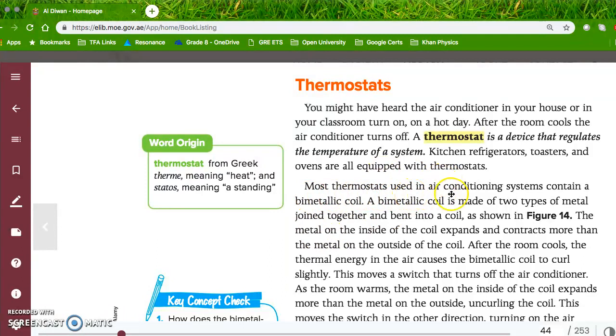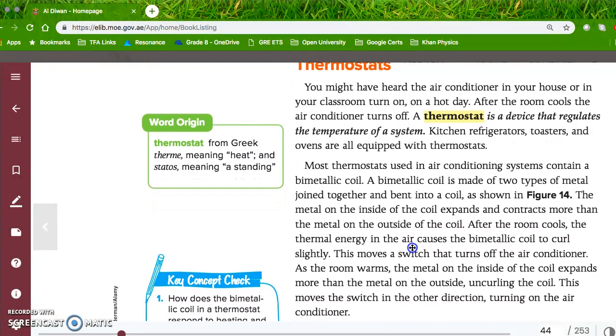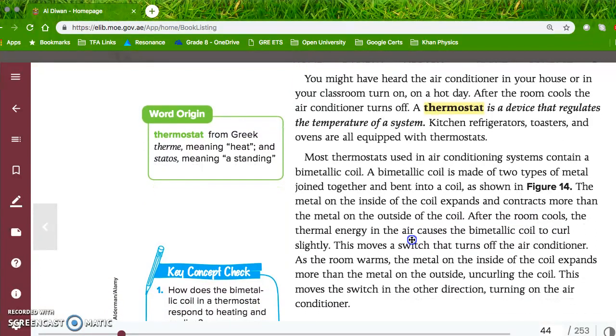Most thermostats used in air conditioning systems contain a bimetallic coil. A bimetallic coil is made of two types of metal joined together and bent into a coil, as shown in Figure 14. The metal on the inside of the coil expands and contracts more than the metal on the outside of the coil. After the room cools, the thermal energy in the air causes the bimetallic coil to curl slightly. This moves a switch that turns off the air conditioner.